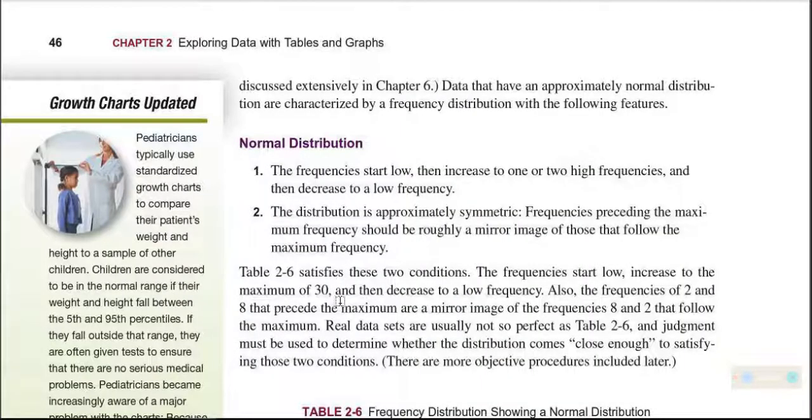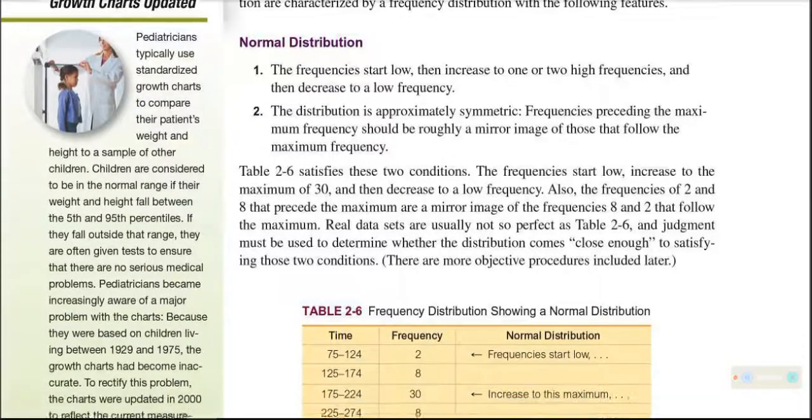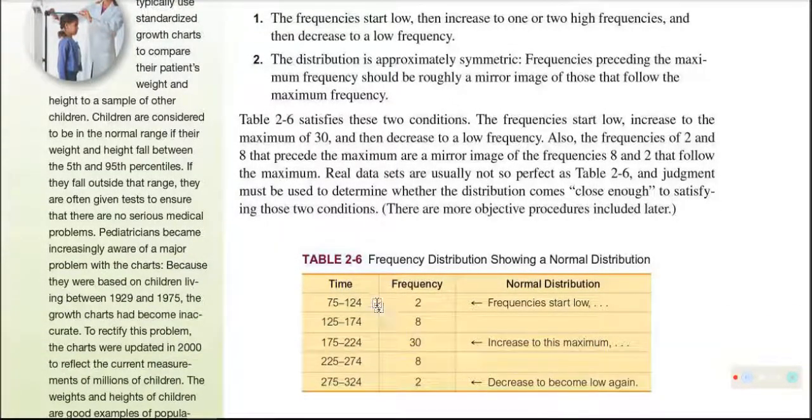Table 2-6 satisfies these conditions. So, let's look at table 2.6. Ayan. Take note, this is not the same as the one we had earlier. This is not the McDonald's one. It is the same in that it has the same classes, same values for the time, same intervals, same class width. But the frequencies here are different.